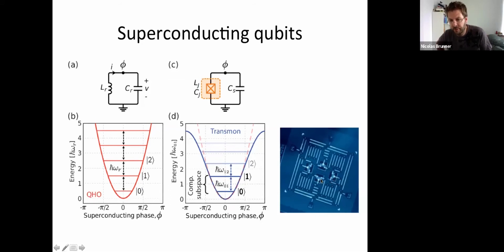So for instance, if you would like to apply some entangling operation between these two, for instance, a CNOT gate or something like this, well, then you will have to use light here. So I think here it's typically in the microwave regime, and this light will induce quantum correlations between these qubits, and then you can realize your different gates.